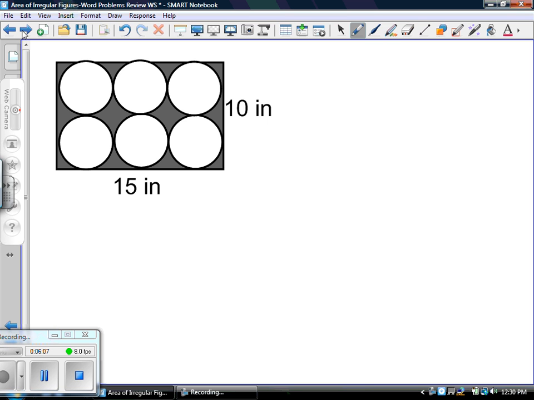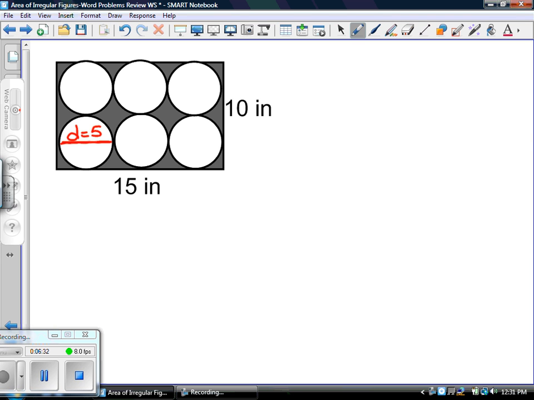This one's interesting. We have a rectangle, but then we have 6 individual circles. What I'm going to tell you here is each one of those 6 circles are all equal, and they all have a diameter of 5. Which, if you look at the length and width of your rectangle, that makes sense. 3 across with a diameter of 5 gives you the 15 all the way across. 2 up and down, 5 and 5 is 10, so it actually does make sense.